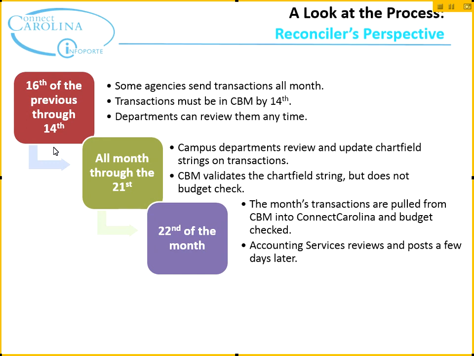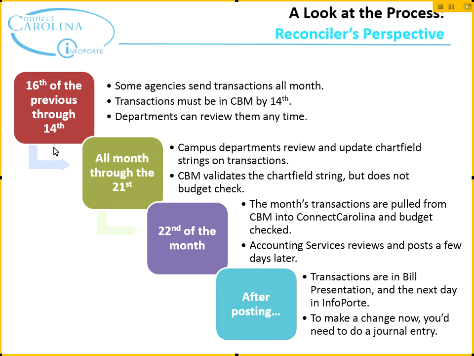Accounting services reviews these transactions and posts them to Connect Carolina. So immediately when it's posted in Connect Carolina, the charges show up in bill presentation. Following on to that, the charges show up in InfoPorte. So at that point, when you see the charges in InfoPorte, in order to do a correction, you have to do a journal for Connect Carolina.